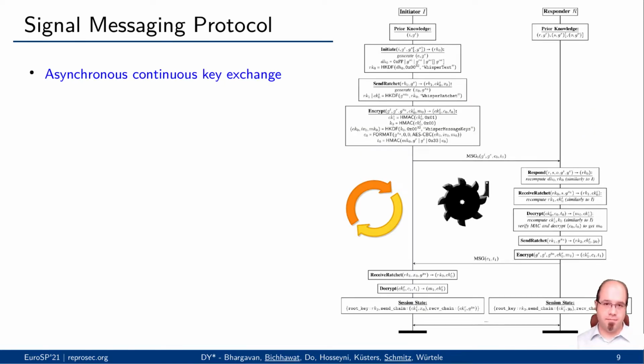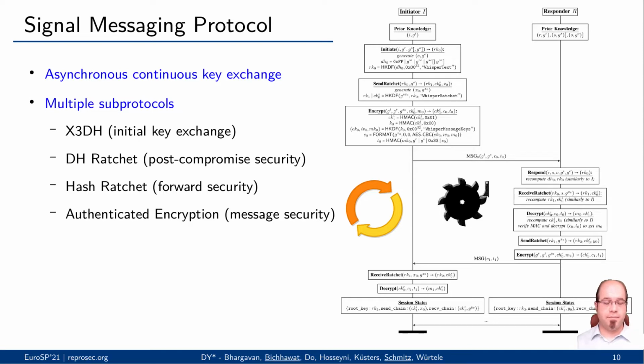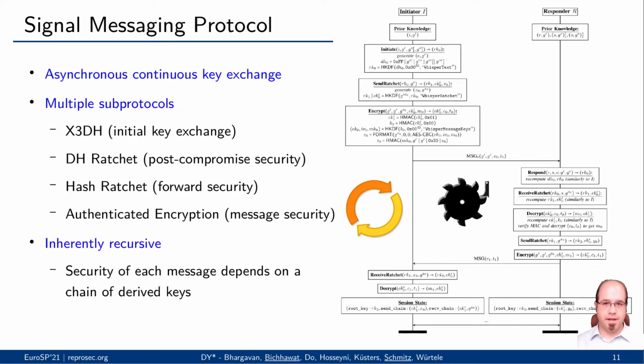Signal, however, is much more complicated than that. It is based on multiple sub-protocols like the X3DH protocol, which is used for the initial key exchange. We have the DH ratchet mechanism, which is used to continuously negotiate new session keys to provide post-compromise security. We have the hash ratchet mechanism to provide forward secrecy, and the actual messages are exchanged with authenticated encryption. And this whole protocol is inherently recursive. So the security of each message depends on a chain of derived keys. And the question is, can we mechanically verify that this protocol is secure?